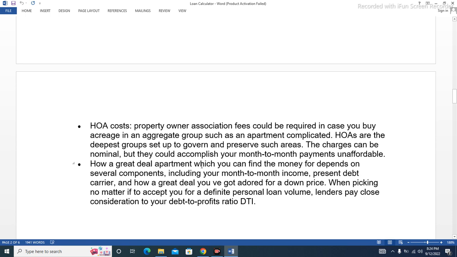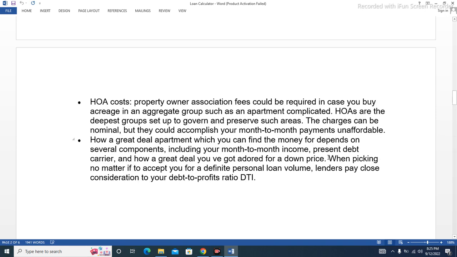How much house you can afford depends on several factors, including your monthly income, present debt service, and how much you have saved for a down payment. When deciding whether to approve you for a certain loan amount, lenders pay close attention to your debt to income ratio, DTI.